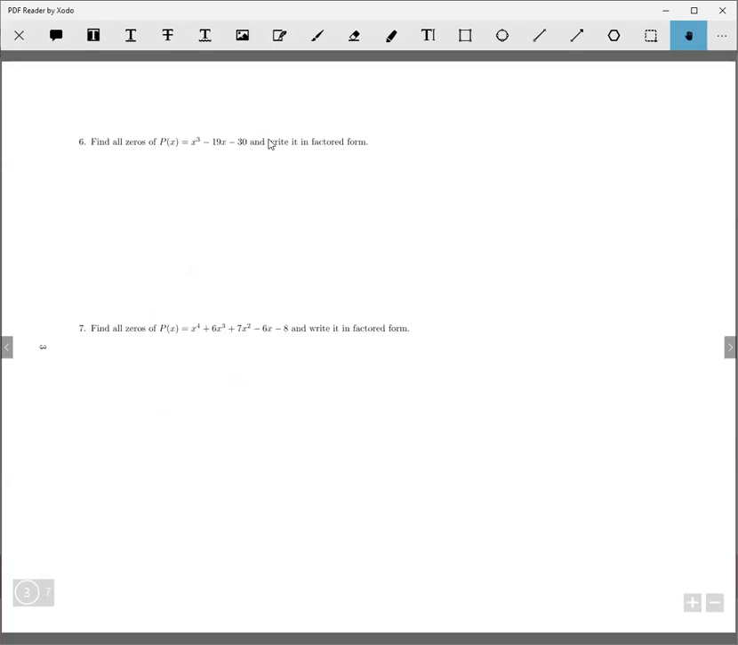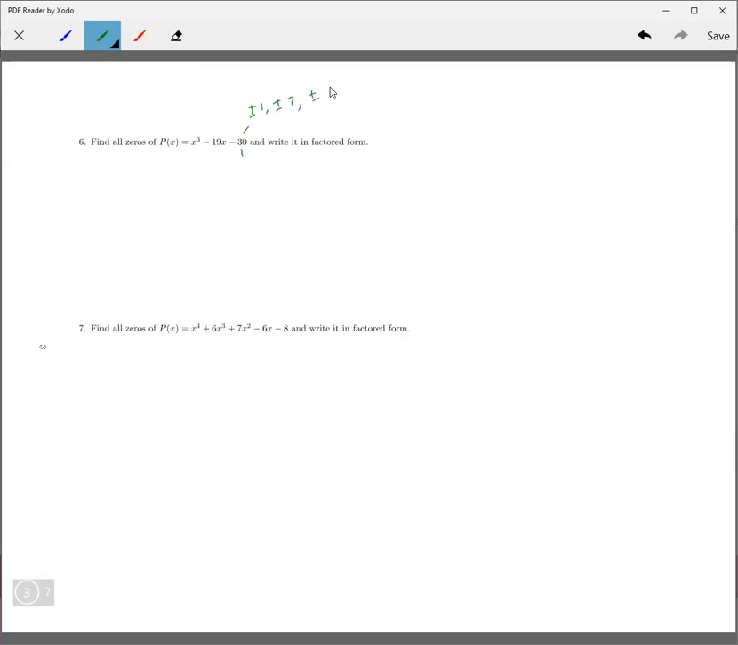Okay, so we're supposed to find all zeros of this and write it in a factored form. So let me explain how you can go about doing this one. So first of all, you look for all factors here, which would be plus or minus 1, plus or minus 2. 3 is a factor, 5 is a factor, 10 is a factor, and 15 is a factor, and then 30 is a factor. And then this is just 1. So these right here are all the possible rational zeros.